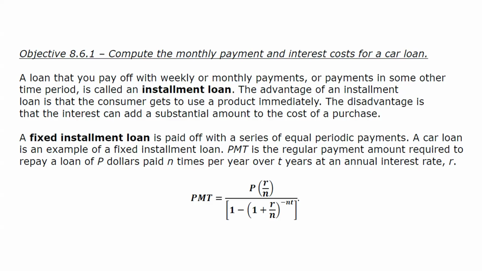PMT is the regular payment amount required to repay a loan of P dollars, paid N times per year over T years at an annual interest rate R. And this is our formula for PMT, the regular payments that we would make on our fixed installment loan. P is the amount that we took out for our loan, N is the times per year that we're paying the loan, R is the interest rate, and T is the time period for our installment loan.